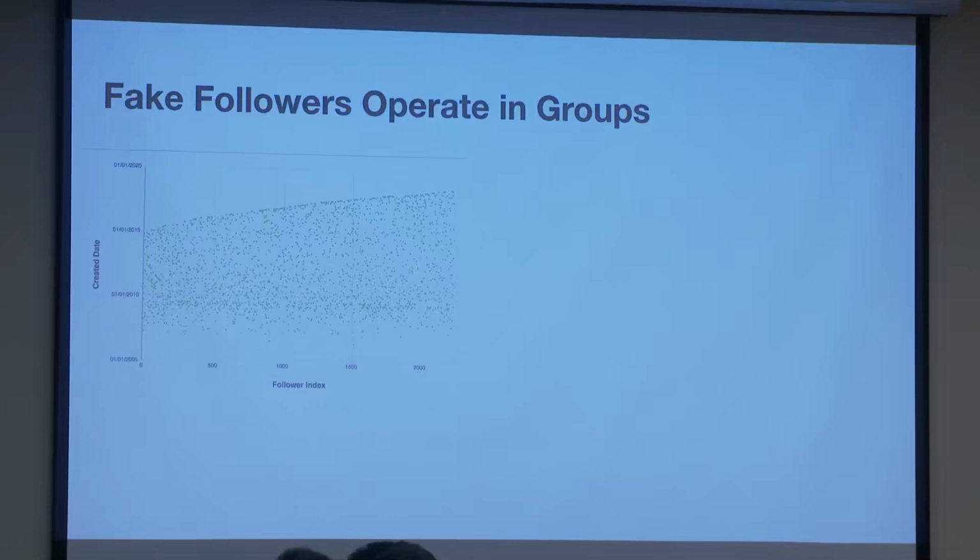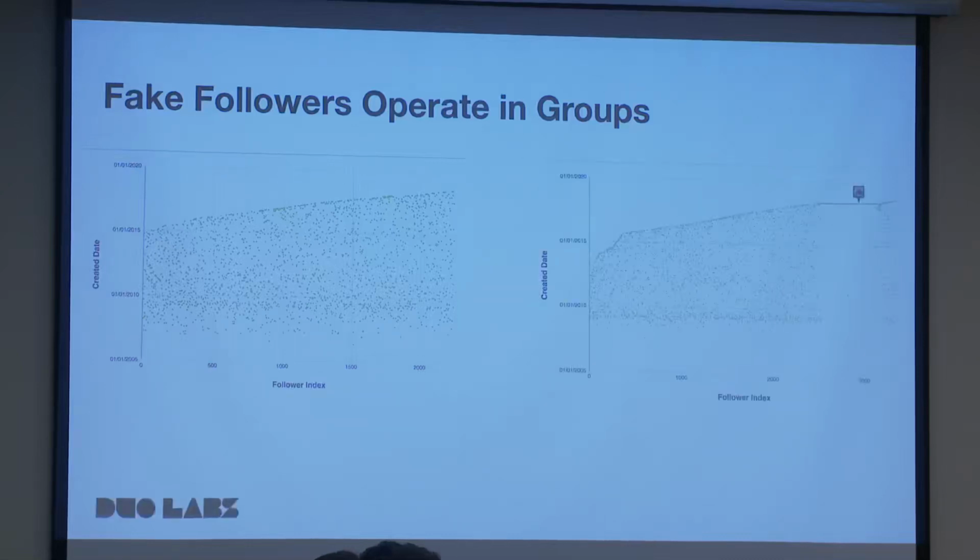So in the graph that you see below, it's actually my collaborator Jordan's followers. You can see on the x-axis is the follower index, so this is the order in which someone started to follow Jordan. On the y-axis, you see the created date, so when that account was created. As you can see, there's a sporadic or random nature. So accounts that were created at different times are following Jordan in somewhat random order, which is what we would expect.